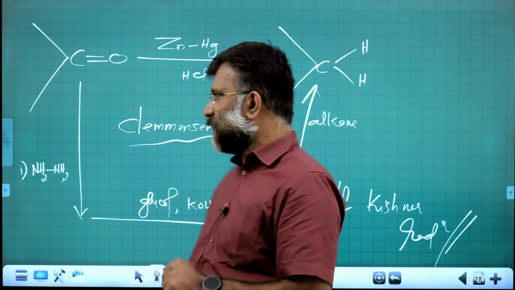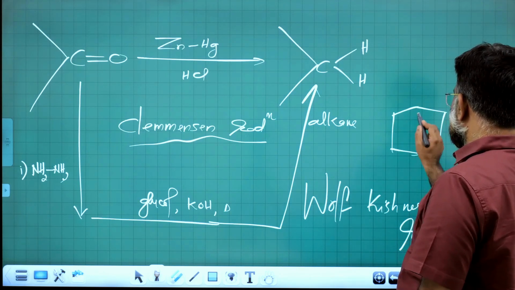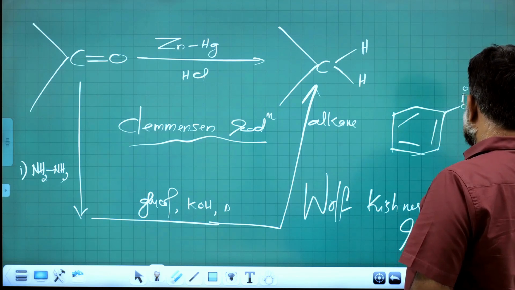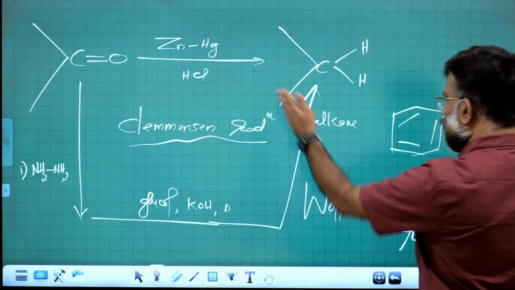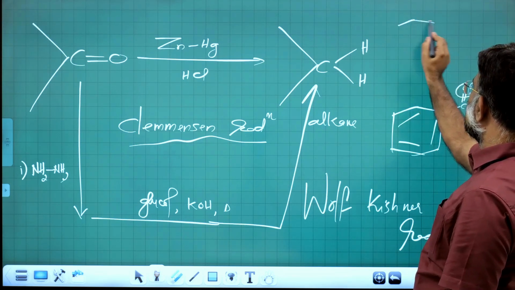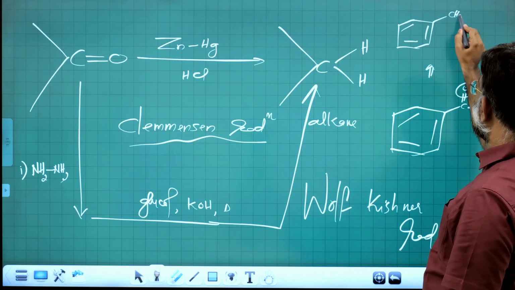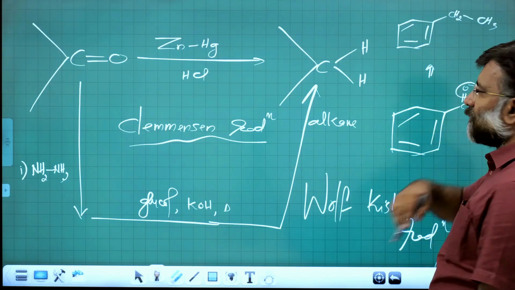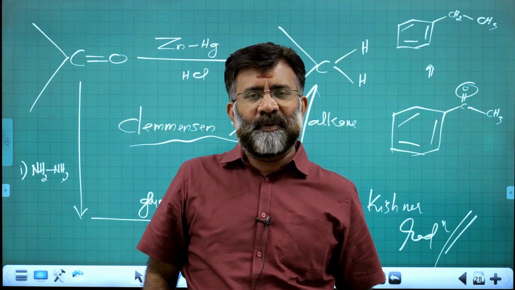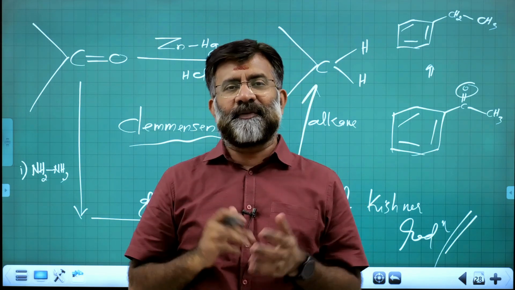Say for example, suppose you are taking acetophenone. This is acetophenone. When treated for either Wolff-Kishner reduction or Clemmensen reduction, the result will be that this O is out and you get CH2. The result is you get ethyl benzene. This is the purpose whether you deal with the Clemmensen reduction or Wolff-Kishner reduction. But it is conducted in a different way.